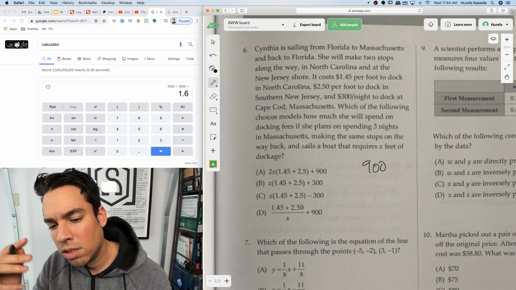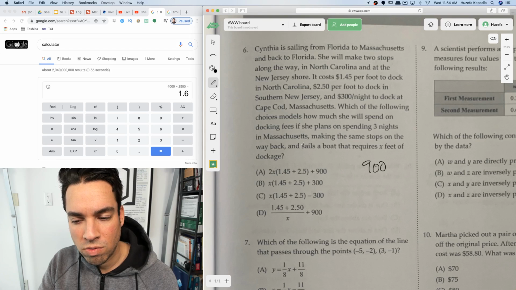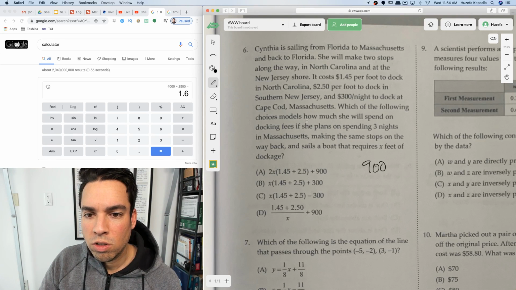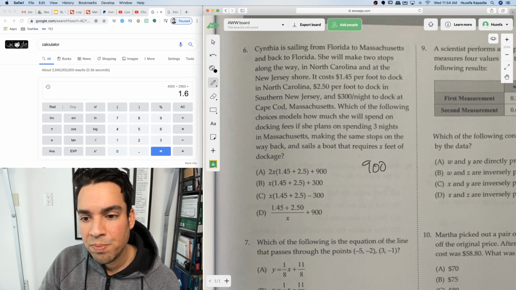Hold on. Is this like a round trip thing, or is this a really vague question? Which is fun. Okay, so she's going from Florida to Massachusetts back to Florida. Oh, got it. So it's only 900 because she's only stopping in Massachusetts, coming back to Florida, and then same stops on the way back. North Carolina and New Jersey.